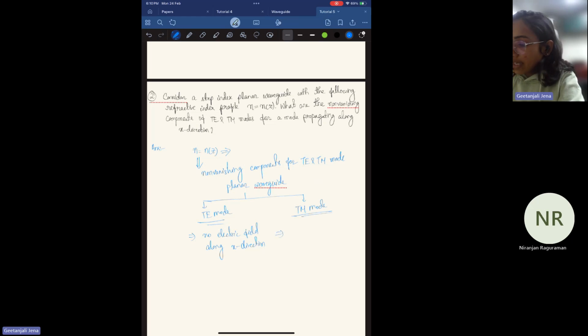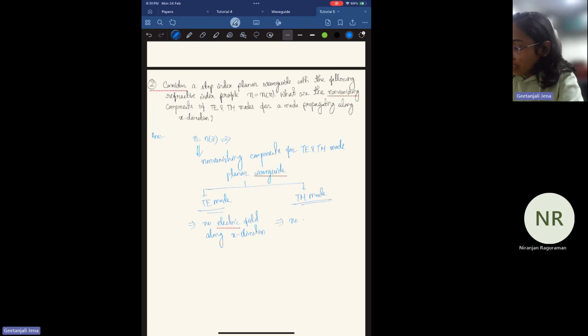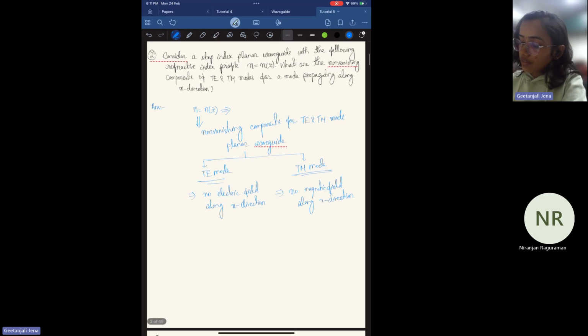And for TE mode, there will be no electric field along its direction. Sorry, for TM mode, there will be no magnetic field along its direction. And the components, we have got the components by using the field expression. So this is the general field equation for the planar waveguide, which is the propagation along x.